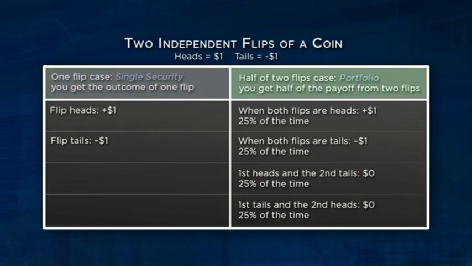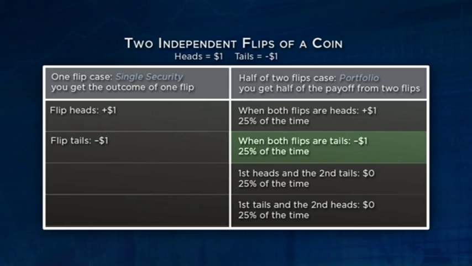What about in the two flip case? Well, there are three distinct outcomes in terms of payoffs. You could get 1. That only happens when both flips are heads. Thus, that only happens 25% of the time: 0.5 times 0.5, 25% of the time. Also, you could lose $1. That only happens when both flips are tails. And that, again, only happens 25% of the time. These two outcomes are the same as those associated with the one flip of the coin.